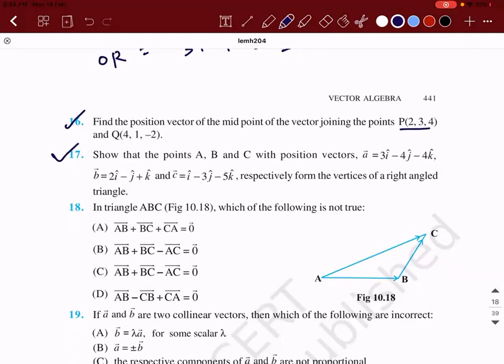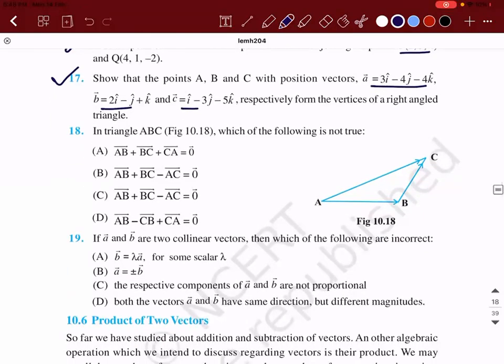17th, you know how to do it. A, B, and C are given. They're asking you to prove that they are the vertices of a right angle triangle. Find AB vector, BC vector, and AC vector and apply Pythagoras theorem. You'll get the answer.